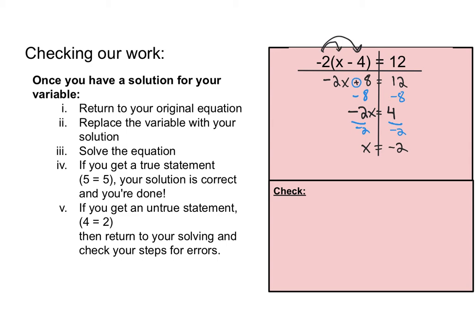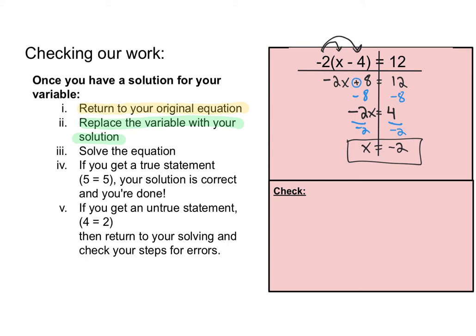Let's go ahead and do a check now. We want to make sure that we didn't make any mistakes. So we're going to take this x equals -2 and we're going to perform a check. How we're going to do that, our first step is we're going to return to our original equation. And then we will replace the variable with your solution.